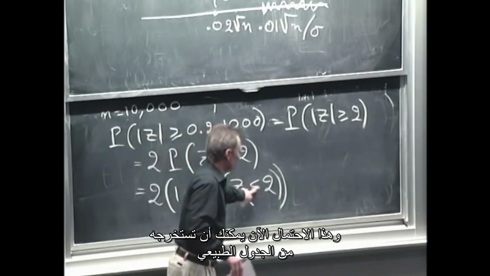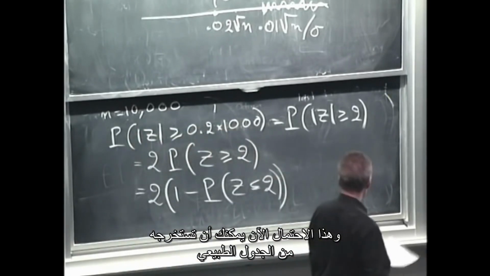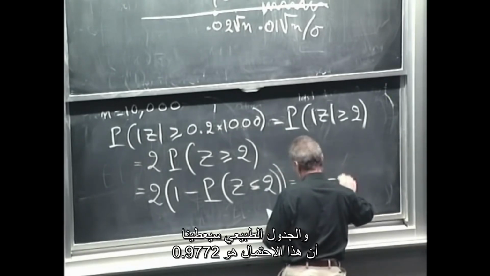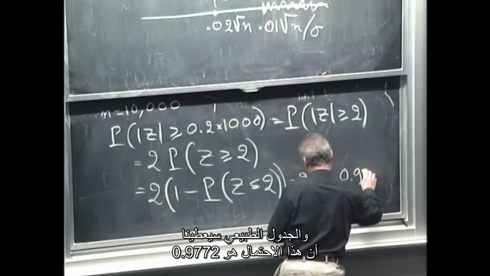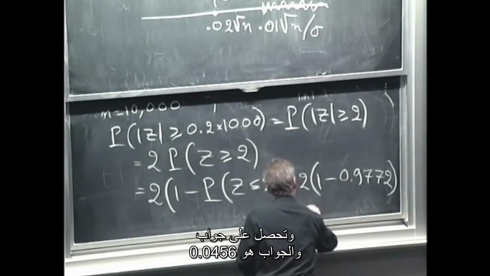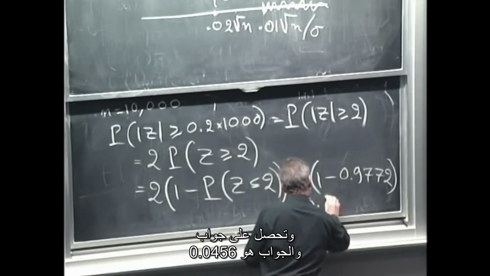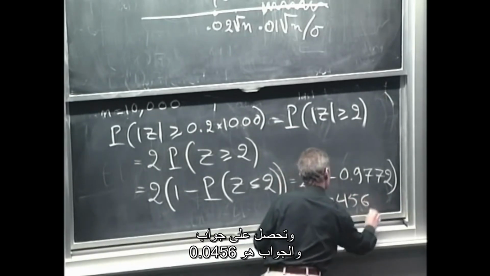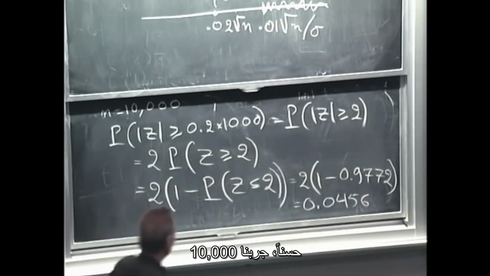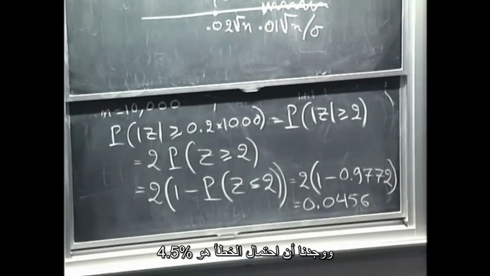And this probability, now you can read off from the normal tables. And the normal tables will tell you that this probability is 0.9772. And you do get an answer. And the answer is 0.0456. Okay, so we tried 10,000. And we find that our probability of error is 4.5%. So we're doing better than the spec that we had.